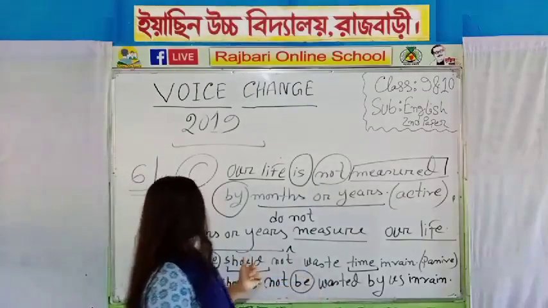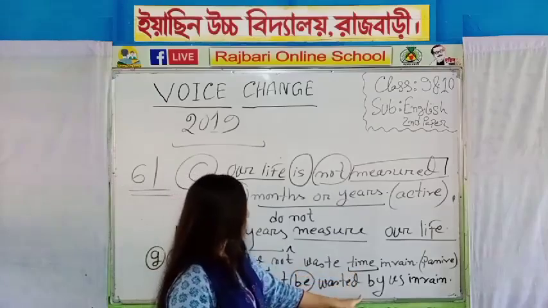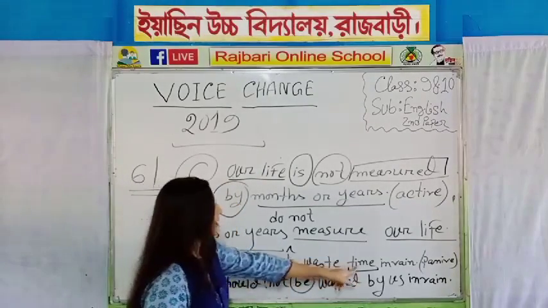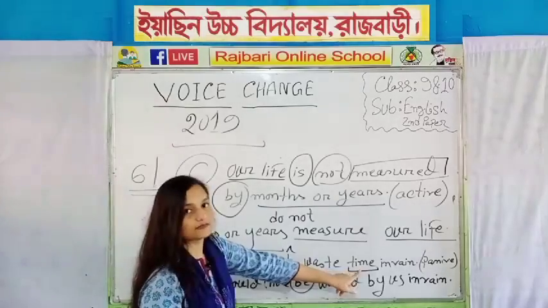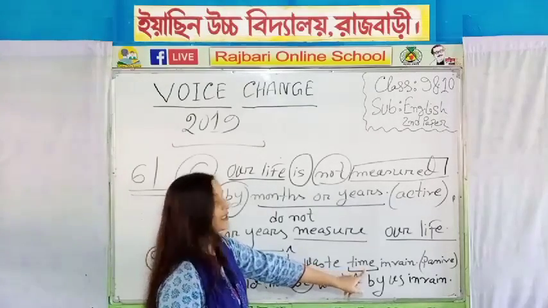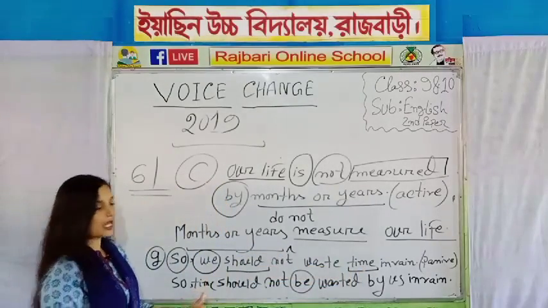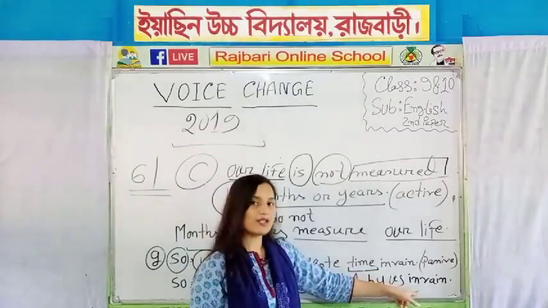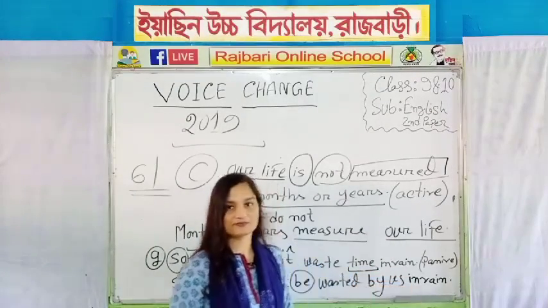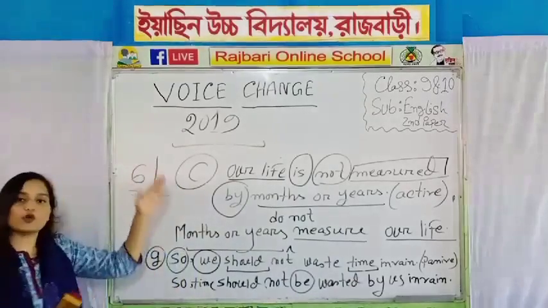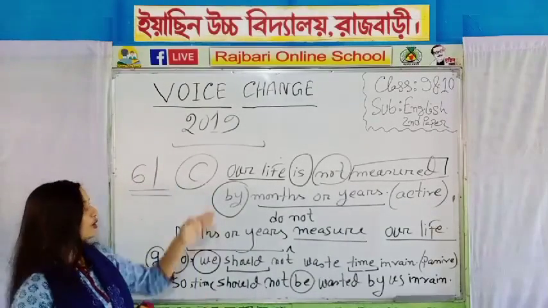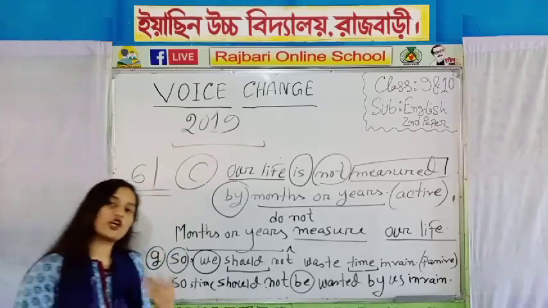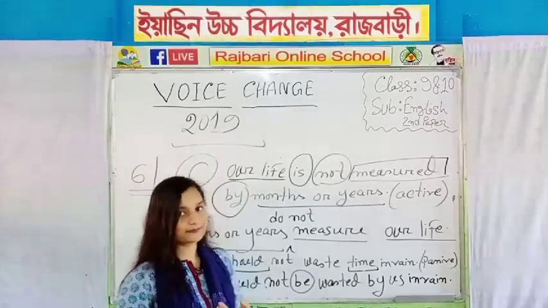Then the preposition by here. Then time. Time is the object, so we have to make this the subject. Then the extension in vain, we wrote it down as it is, in vain. Okay. Now this was the question from 2019, question number 6. Now let's solve the question from 2018.